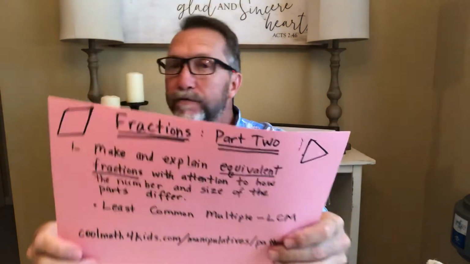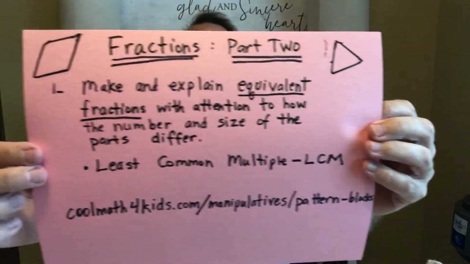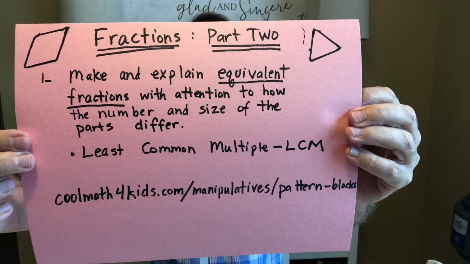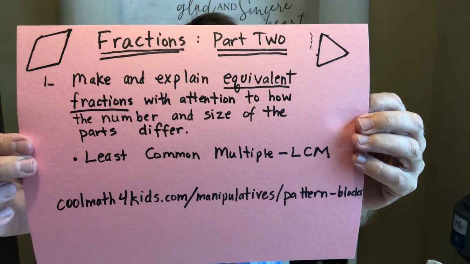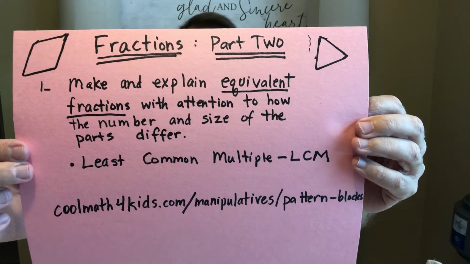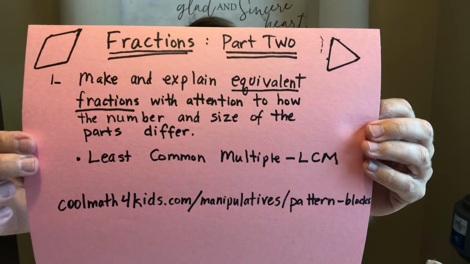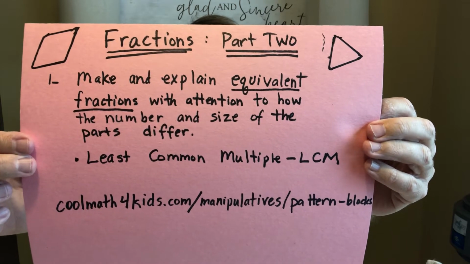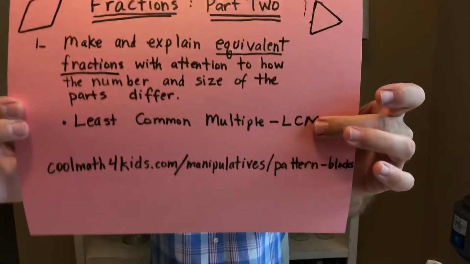Today we are going to do a lesson on fractions. This is fractions part 2, and the first lesson in fractions part 2 is to make and explain equivalent fractions with attention to how the number and size of the parts differ. One of the terms that we're going to be talking about, and it should be a familiar term to you, but we're going to talk about it a little bit more, is least common multiple, or the LCM.